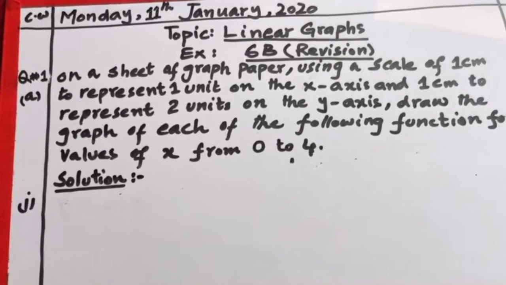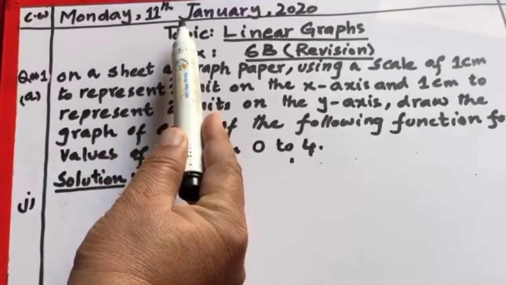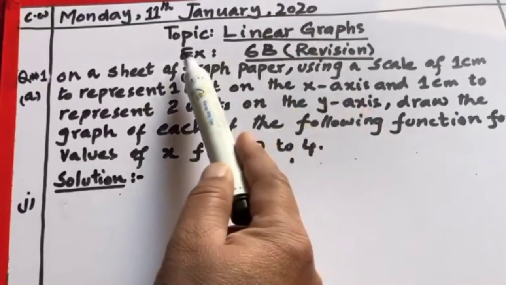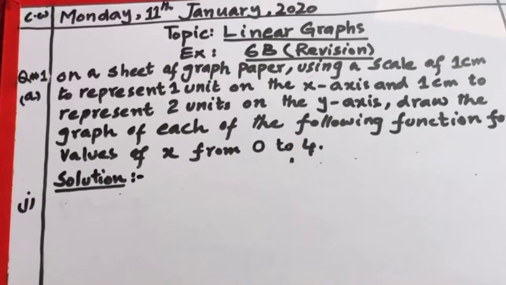Okay, students. Today is Monday, 11th January, 2020. Today the topic is linear graphs. Today we are going to revise exercise 6b. In the previous lecture we discussed the graph. What is a graph? A graph is a pictorial representation for comparison of two quantities, and linear equations are those equations in which the highest degree of a variable is 1. So today we are going to draw the linear graphs of exercise 6b.